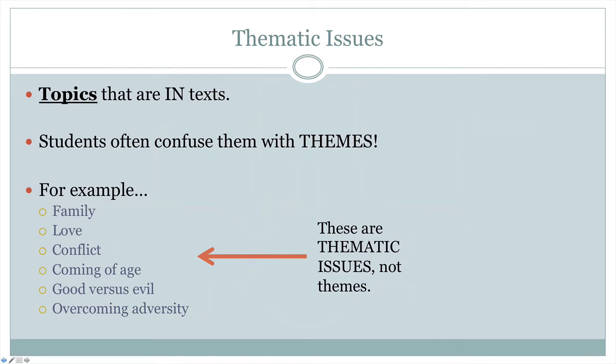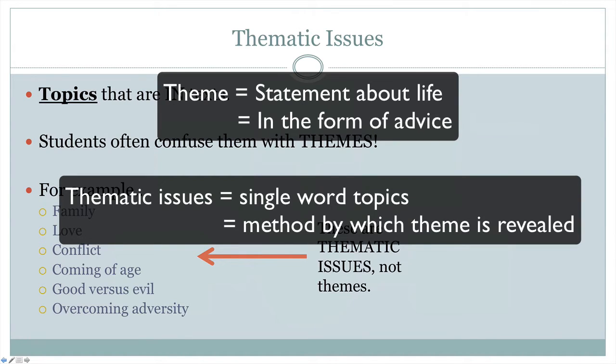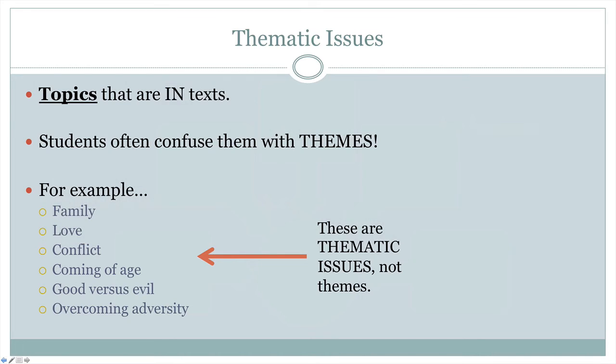And we don't see them the same way in our classes. We see theme as some sort of statement about life, some sort of lesson they're trying to teach us through the texts. But we see thematic issues as another one of those ways through which theme is taught. For example, family, love, conflict. One-word statements, one-word items that authors use to teach us theme through.